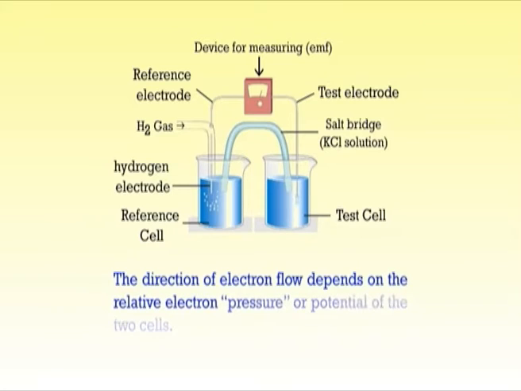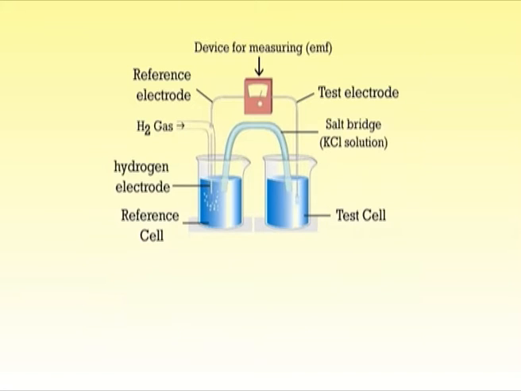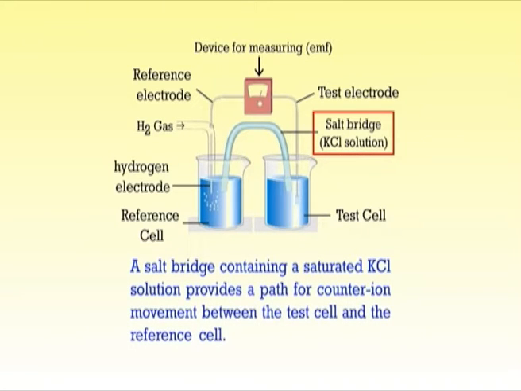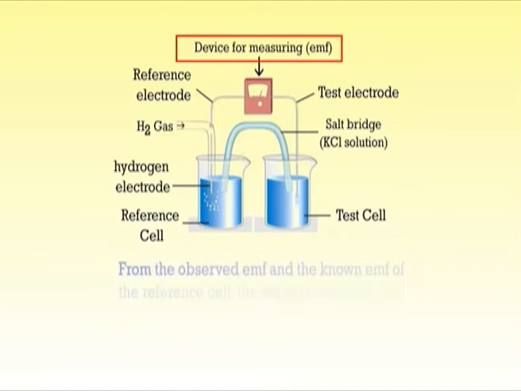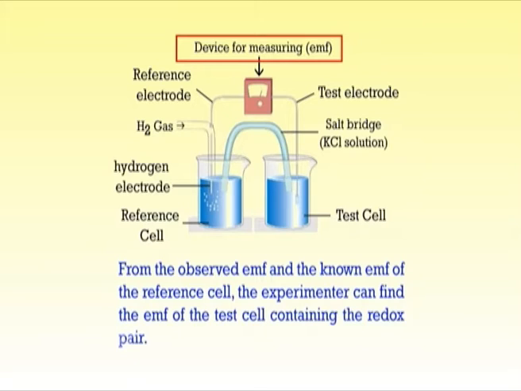The direction of electron flow depends on the relative electron pressure or potential of the 2 cells. A salt bridge containing a saturated potassium chloride solution provides a path for counter-ion movement between the test cell and the reference cell. From the observed EMF and the known EMF of the reference cell, the experimenter can find the EMF of the test cell containing the redox pair.